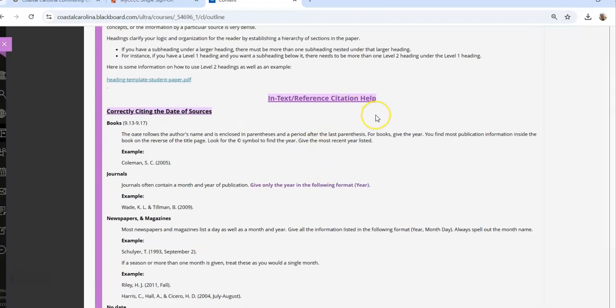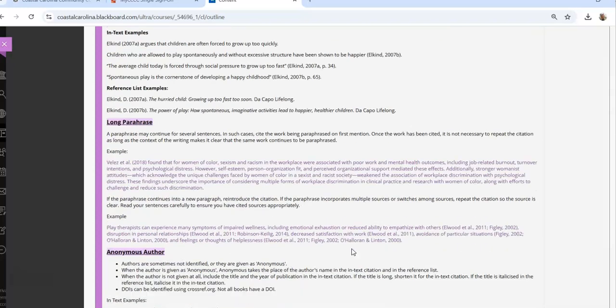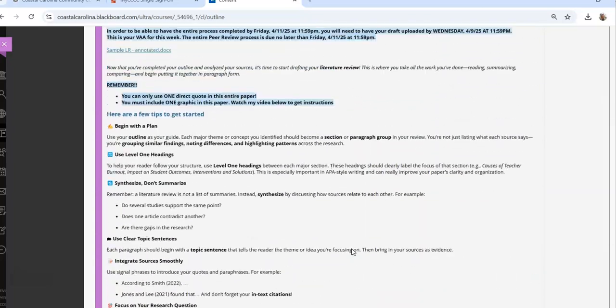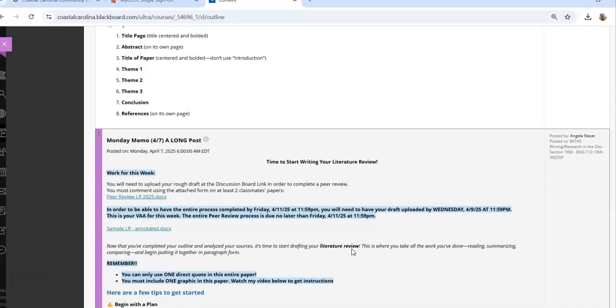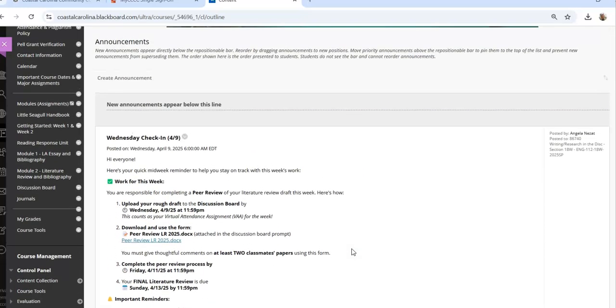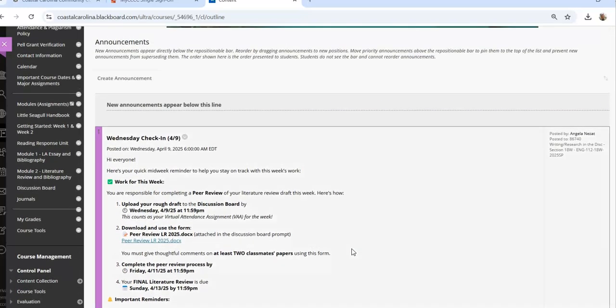Again, here's some in-text reference help. How is this going to look in the paper? You're correctly citing books, correctly citing journals. So I have a lot of information in Monday's announcement, so you don't have to start digging for it. All right, I hope that helps, and be sure to be working on your peer review.